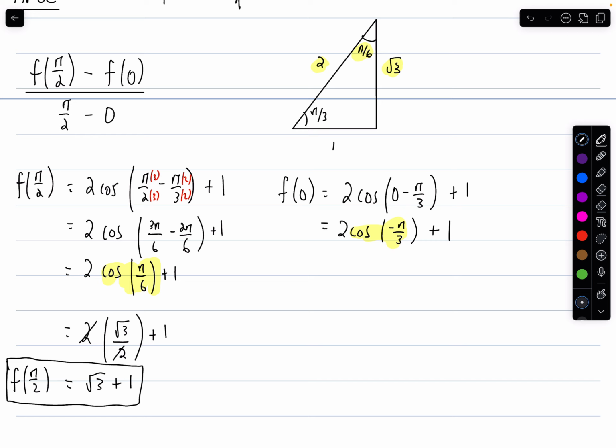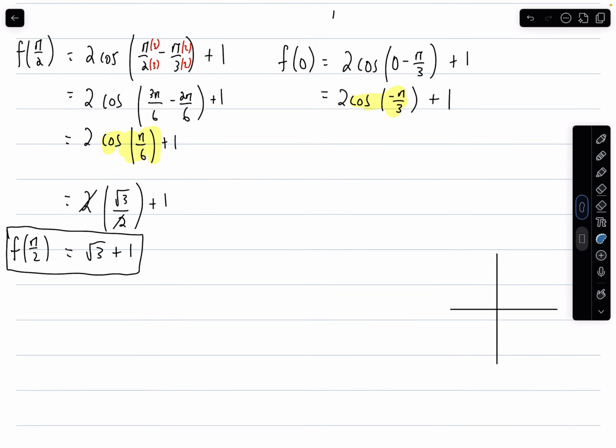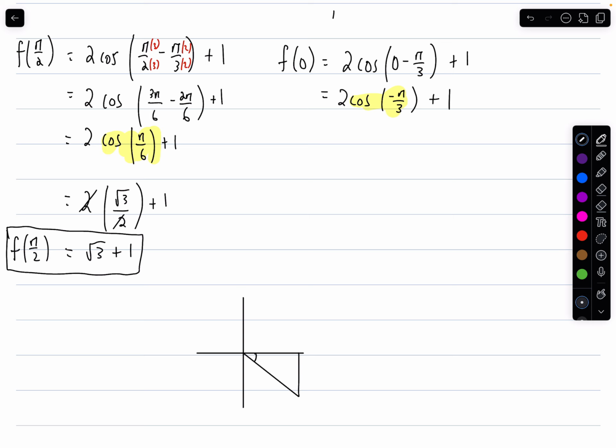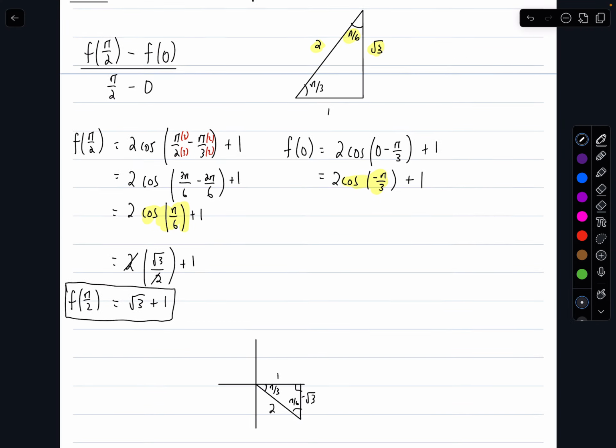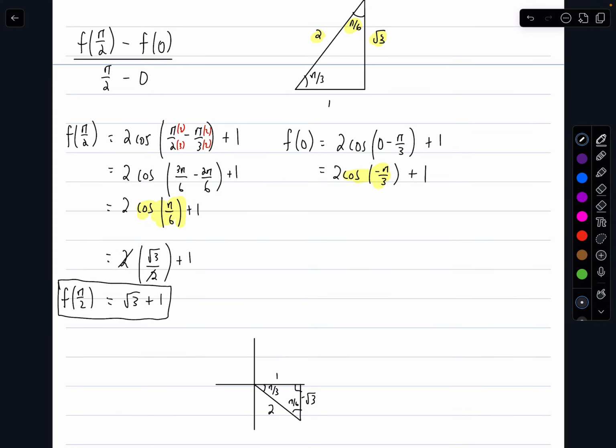So this is interesting. Cos negative pi over 3 is actually going to appear in this quadrant. I'm just going to put it down here so you guys can see it a little better. Cos negative pi over 3 is going to be here. So this is going to be pi over 3. This is going to be pi over 6. So we know that this is going to be root 3, negative root 3. This is going to be 1, and this is going to be 2. So if it's cos of this, it's actually going to be a half.